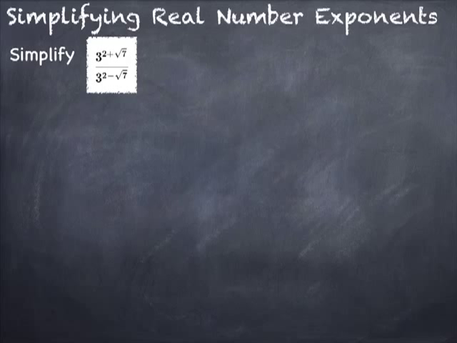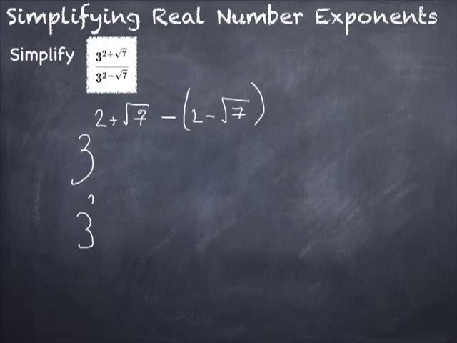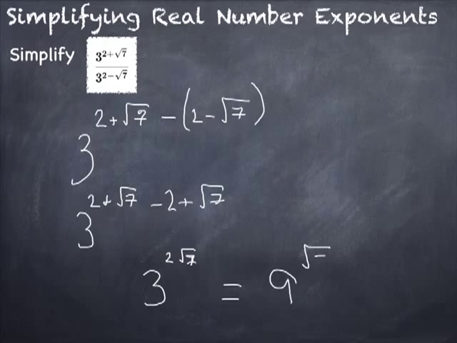Now we've got a division problem. If we divide, we subtract the exponents. 3 to the 2 plus the square root of 7 minus 2 minus the square root of 7. Now, I've got to remember to distribute the negative, so we get 3 to the 2 plus the square root of 7 minus 2 plus the square root of 7. This time the 2 cancel out, and the square root of 7 plus the square root of 7 is 2 square root of 7. So we can write it as 3 to the 2 square root of 7. Or, we can square the 3 and make it 9 to the square root of 7 power.